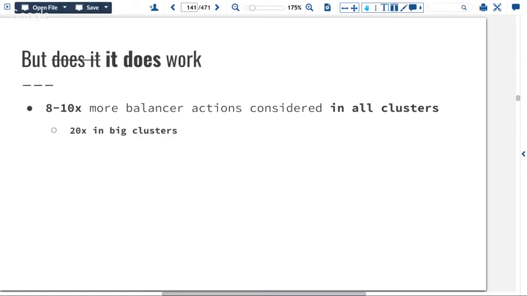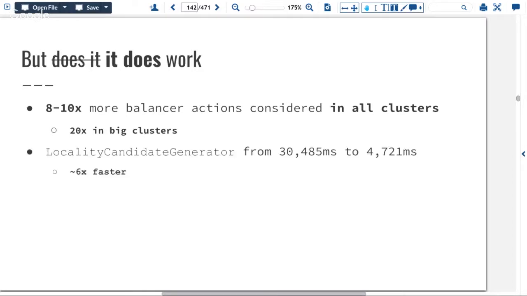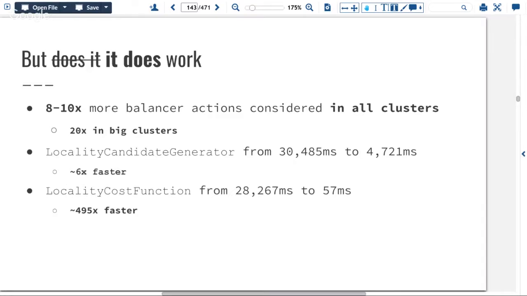And so once again, we have all these theories and we have this code, but does any of it work? It actually did. All of our clusters considered 8 to 10 times more balancer actions, and the big clusters started to consider 20 times more. Those big ones that were only considering about 5,000 actions per iteration of the balancer were now considering 100,000. The locality candidate generator went from eating up about 30 seconds of the computation time to about 4 seconds, so it got 6 times faster. The locality cost function went from about 28 seconds to 57 milliseconds. It was about 495 times faster.